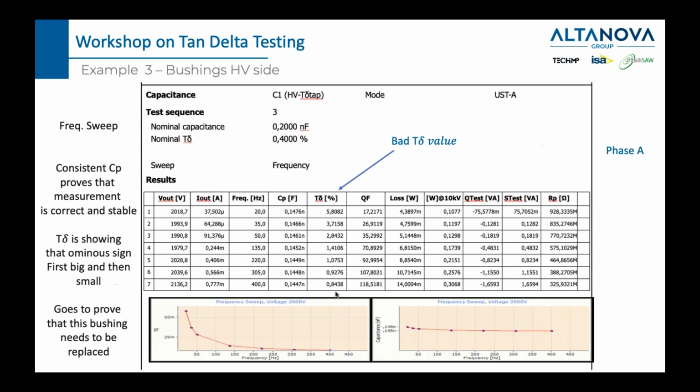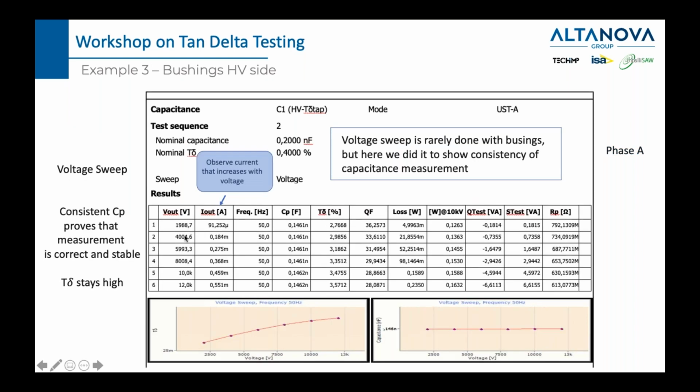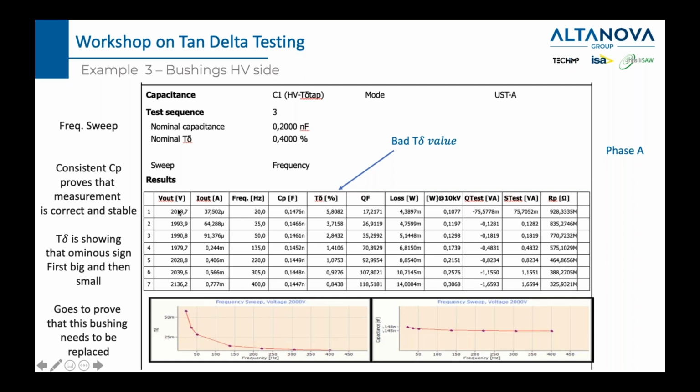And then we decided on phase A, again, to do a frequency sweep. We kept the voltage the same, 2 kilovolt all the time, but we changed the frequency. You see, in the previous test with the voltage sweep, frequency stays the same, but the voltage changes. Here, the voltage stays the same. We change the frequency: 20, 35, 50, 135, 220, 305, and 400 hertz.